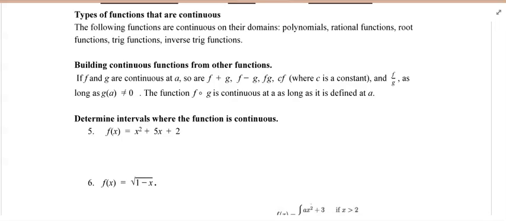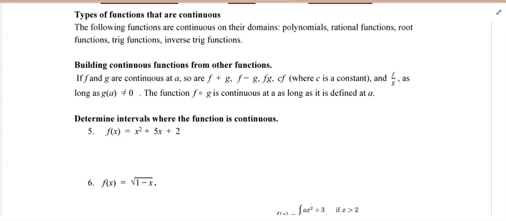The following functions are continuous on their domains. Polynomials are continuous, rational functions are continuous, root functions are continuous, trig functions are continuous, and inverse trig functions, on their domain.